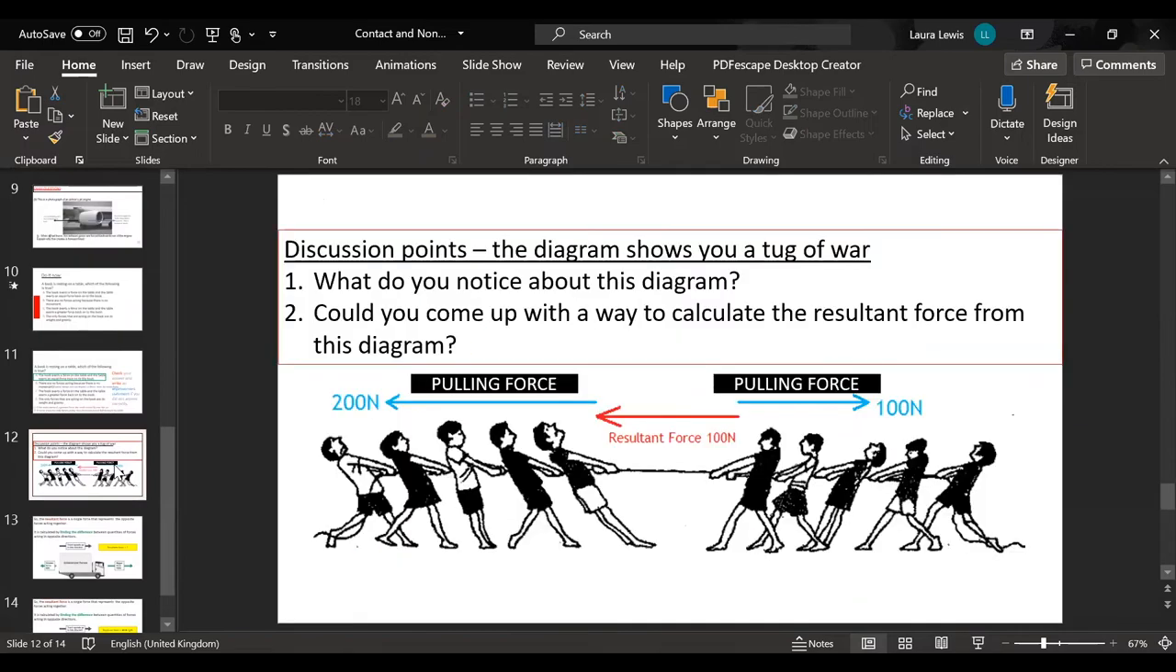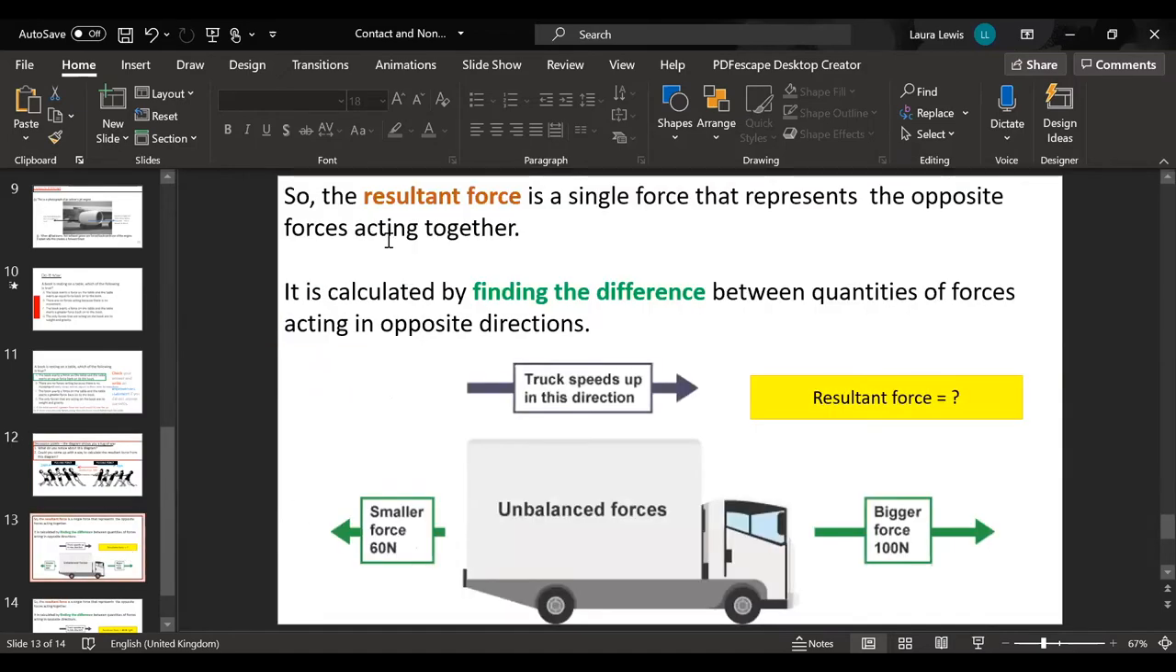About newtons. So you can see here, you've got a tug of war going on. This time, a pulling force this way of 200 newtons, and a pulling force this way of 100 newtons. Newtons is the unit of force. So the overall force is to the left, because this is bigger, 100 newtons. That's the resultant force. The resultant force is a single force that represents the opposite forces acting together, like the overall force or the net force.